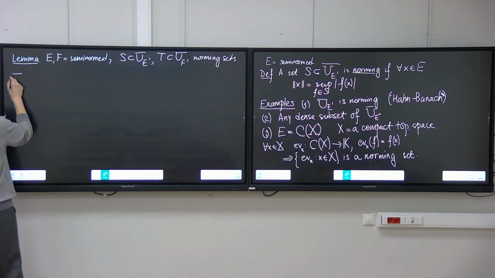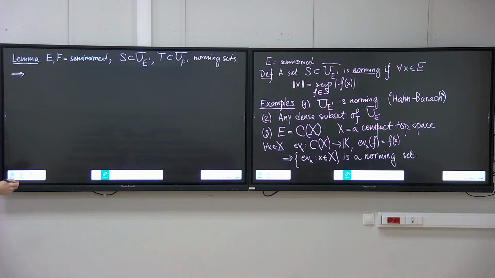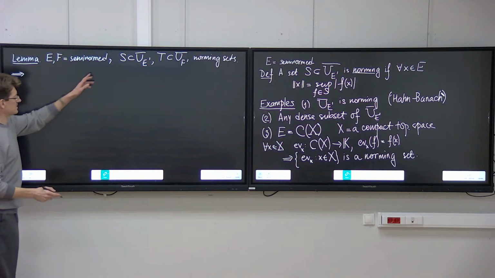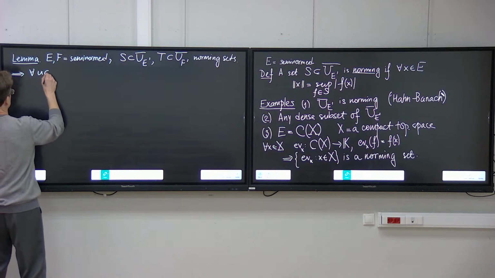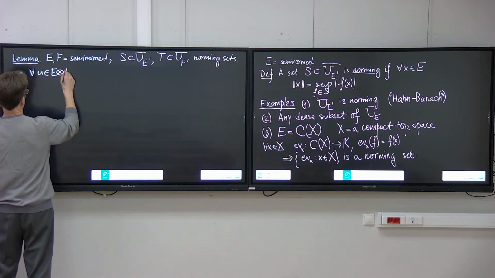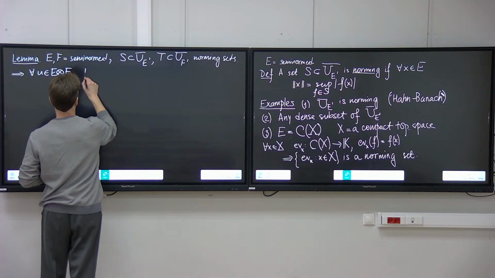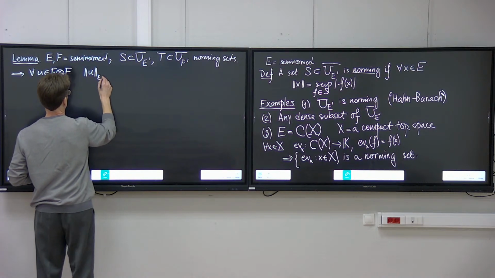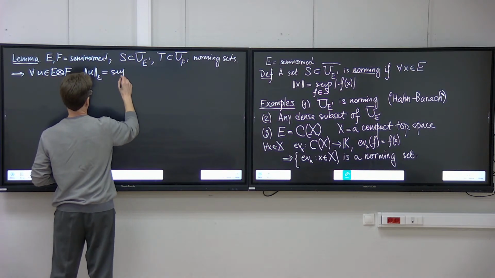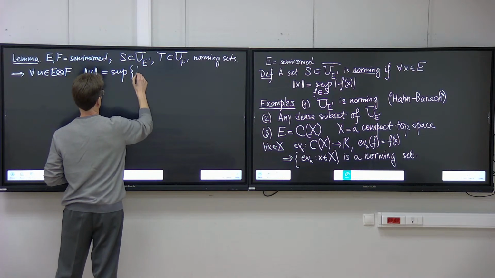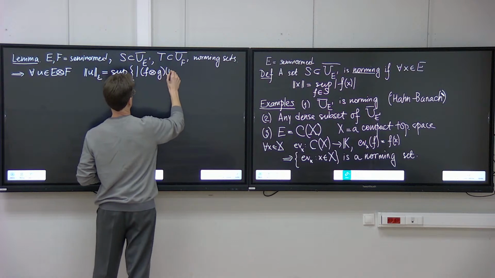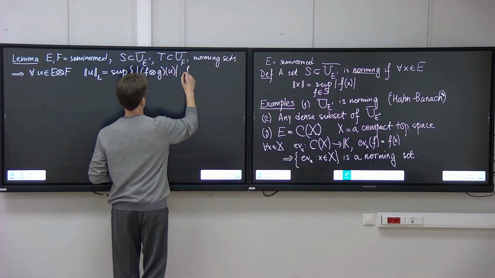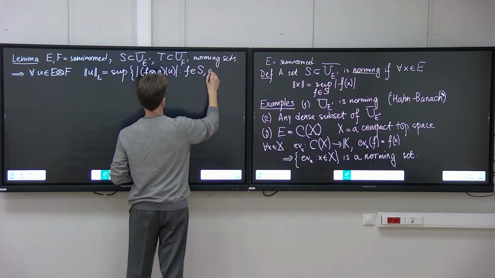I claim that the injective tensor semi-norm can be calculated by using S and T in the following sense. For every element U in the tensor product, the injective tensor semi-norm of U is the supremum of the following numbers, F tensor G applied to U, where F runs over S and G runs over T.